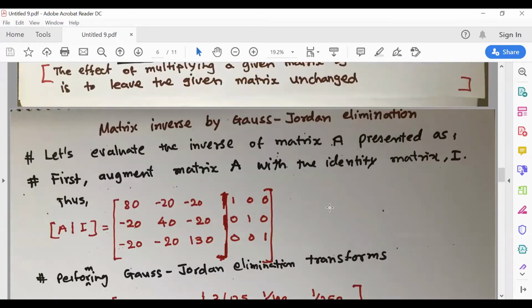Now the example: matrix inversion by Gauss-Jordan elimination. You can practice these as well, and after this I will discuss something else, where we want to understand LU decomposition, lower and upper triangle, that we will see.